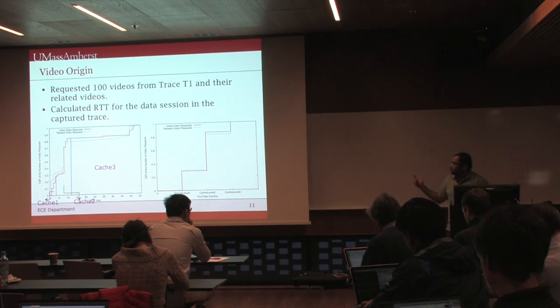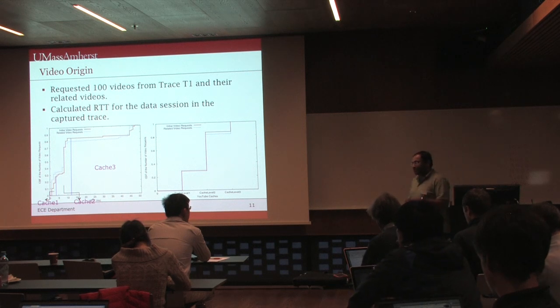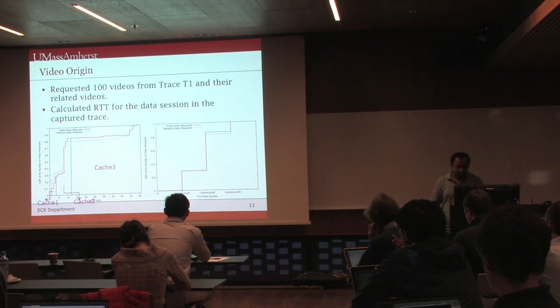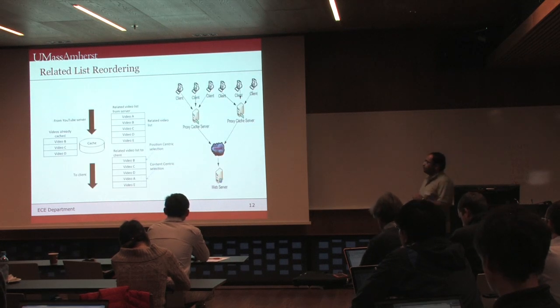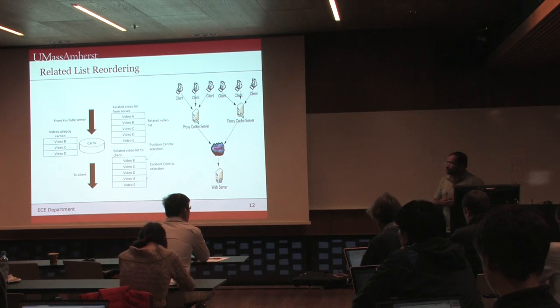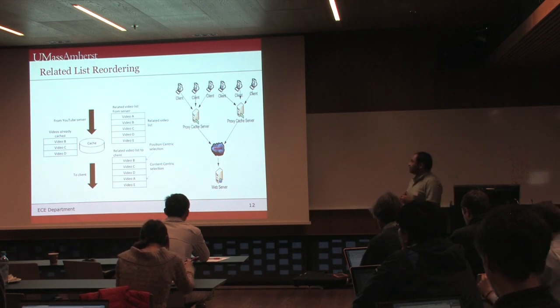Cache level 2 has about 50%, cache 1 has 25%, cache 3 has 20%. So that shows that YouTube uses load balancing to serve the videos, and does not give any preference based on popularity of videos nor the related list order. So, knowing that YouTube doesn't deploy any reordering or give any preference for the related list order, we can now present the reordering approach, which I already talked about.